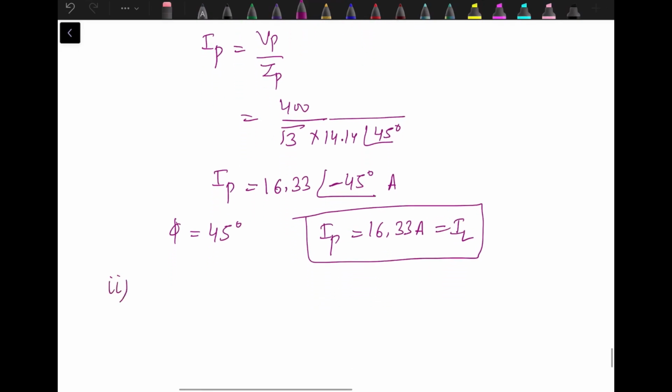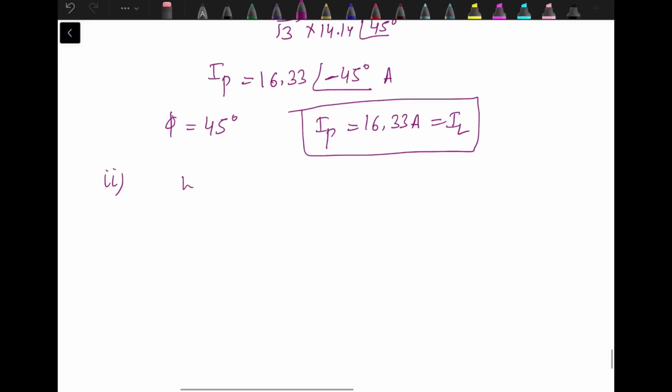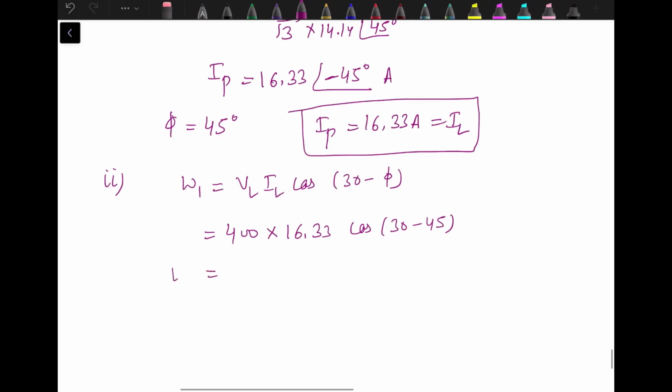Now in second part, we have to find out the readings of 2 wattmeters. W1 is equal to VL IL cos(30 minus phi). VL is 400, IL is 16.33, cos(30 minus 45), which gives the value of W1 as 6310.35 watts.